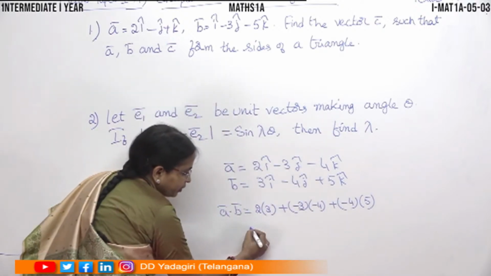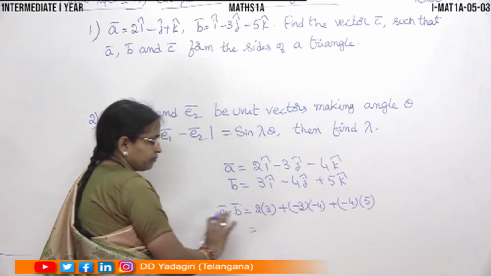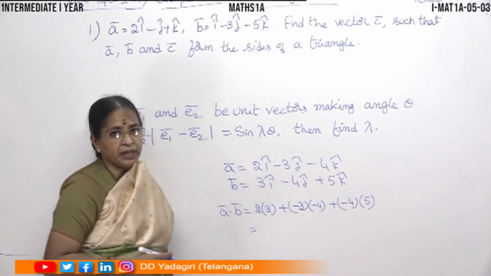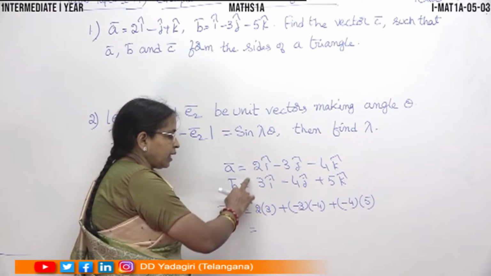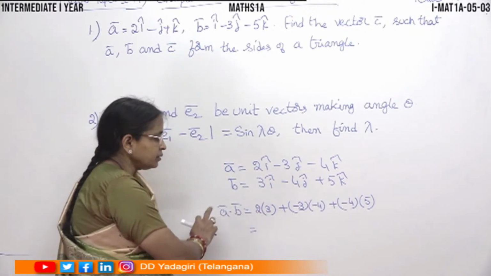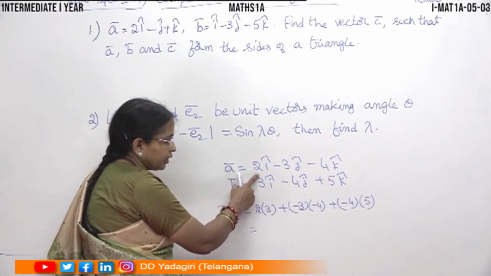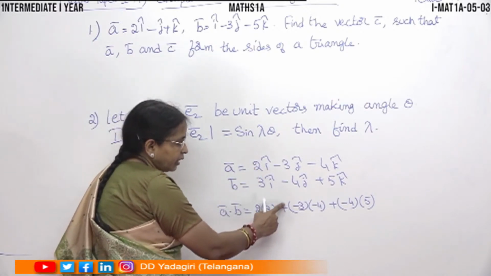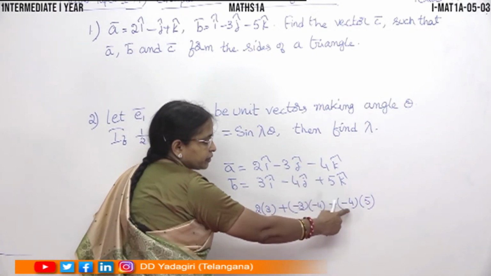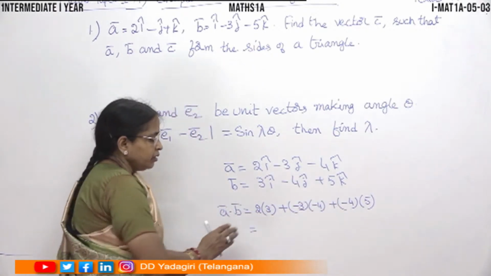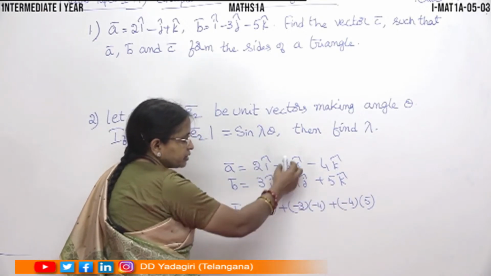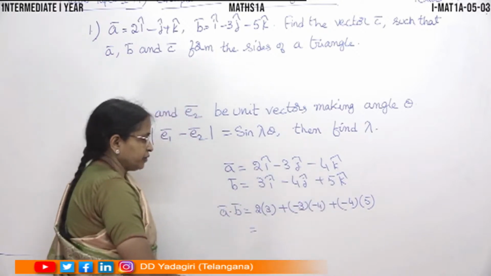So like this we do. You simplify. Like this we find the value of A dot B when A and B are given in terms of I, J and K. So this is the procedure: multiply I coefficients, then add the product of J coefficients, then the product of K coefficients, and add all of them. So it is the sum of the products of I coefficients, J coefficients and K coefficients.